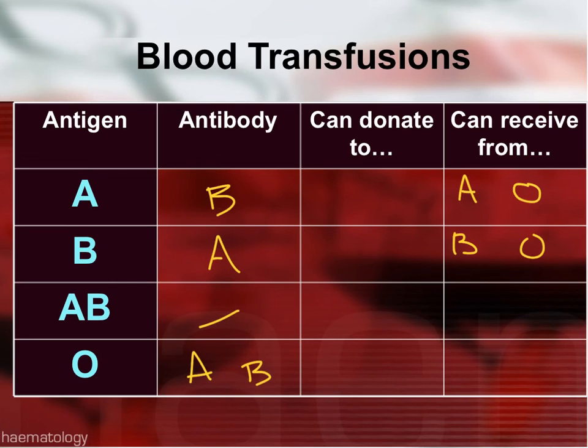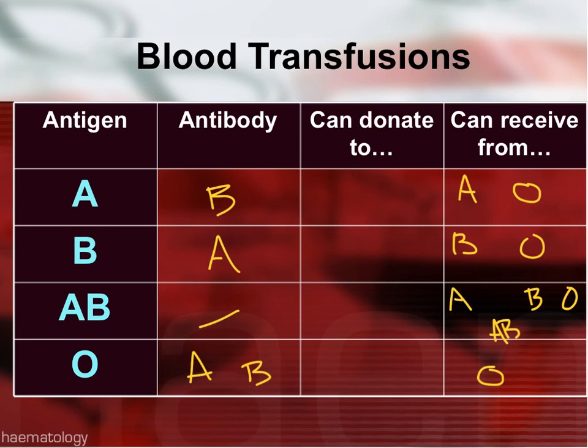Here's the cool thing about type AB. They can receive it from people with type A, type B, type O, or AB. So they're known as the universal recipient because they can take blood from anyone. Whereas type O, the only people they can receive blood from is type O. And again, it all gets more complicated when you add in that Rh factor of positives or negatives.